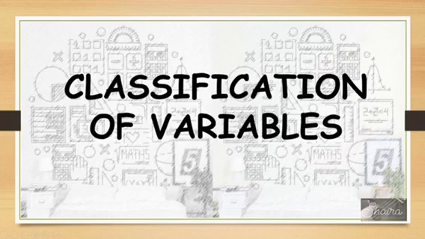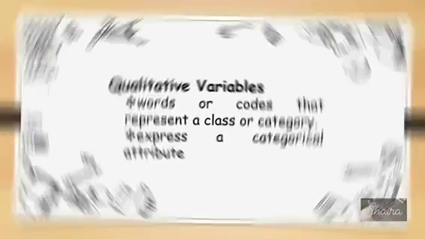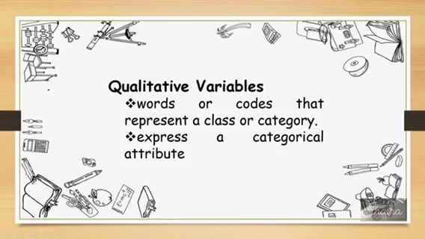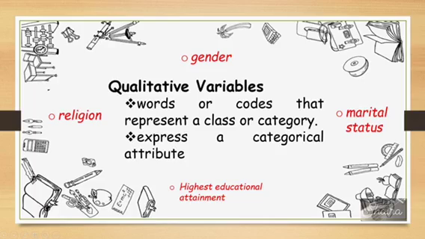We also have classification of variables. It is the qualitative and quantitative variables. The differences are: qualitative variables are words or codes that represent a class or category. It also expresses a categorical attribute. For example, gender, religion, marital status, and highest educational attainment.